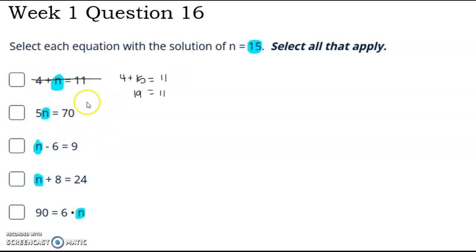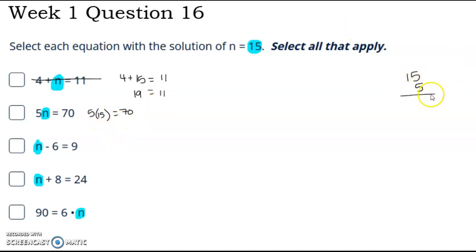Let's try this one. 5, now this one is just 5n, and you're like, well, how are they connected? Well, if you have a number and a letter smack up next to each other, your little coefficient and variable, they are being multiplied. So that is 5 times 5 equals 70. Oh, I'm so sorry. It is 5 times 15 equals 70. So I do not know that off the top of my head.